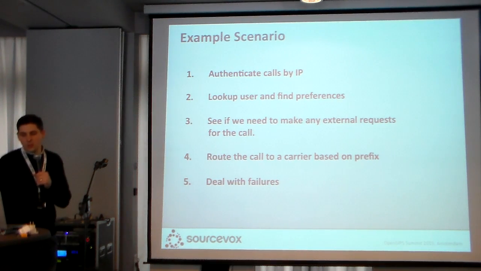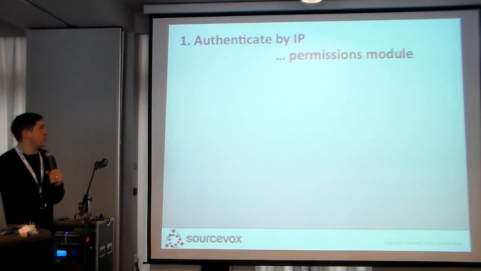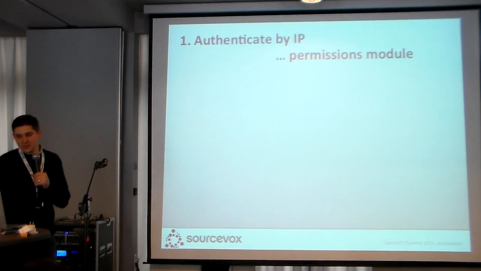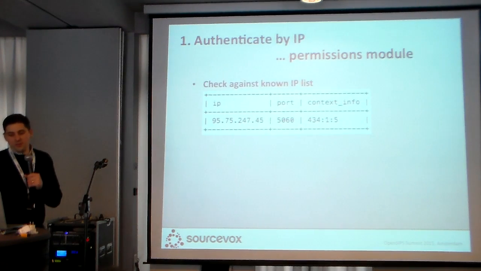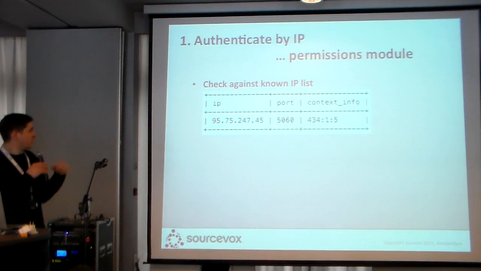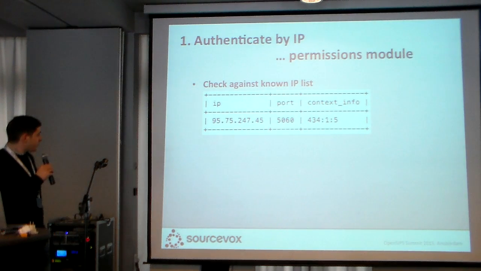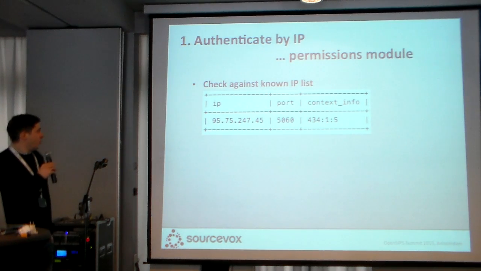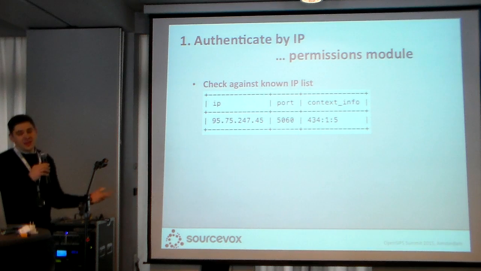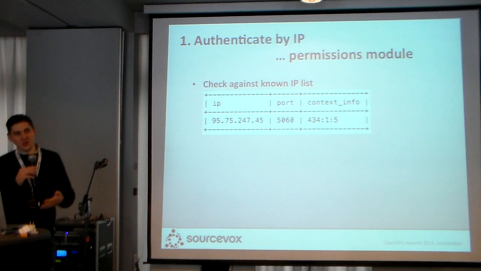Okay, so step one is to authenticate by IP. And OpenSIPS has something called the permissions module. Out of the box, the permissions module will let you define IP addresses, ports, protocol types, and ranges of IP addresses, and then you can do simple checks against these IPs and ports and ranges, and basically say, is this call coming from a known IP? If it is, then we allow the call in.